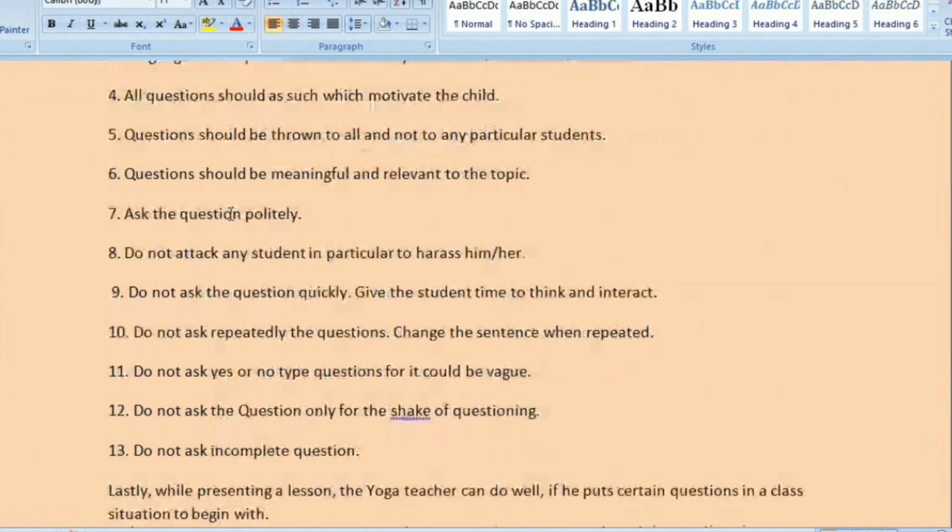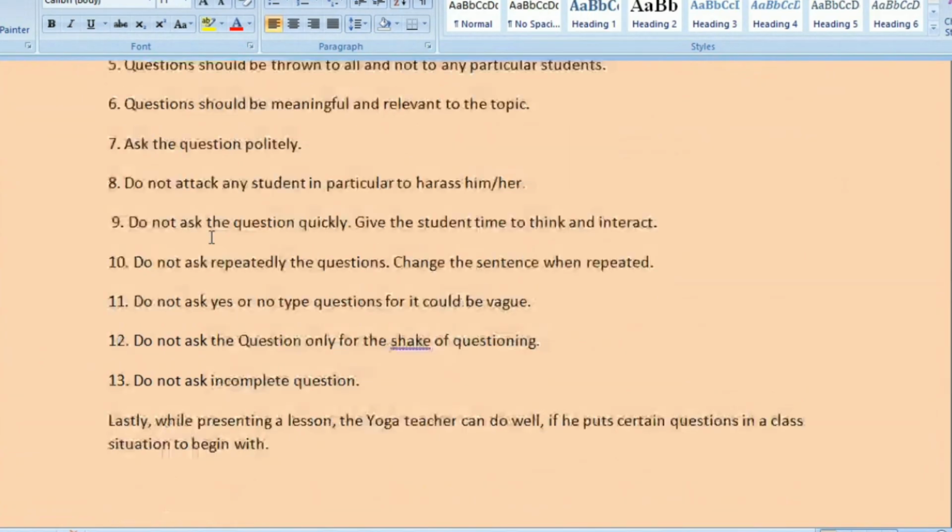Question should be thrown to all and not to any particular student. Question should be meaningful and relevant to the topic. Ask the question politely. Do not attack any student in particular to harass him or her.